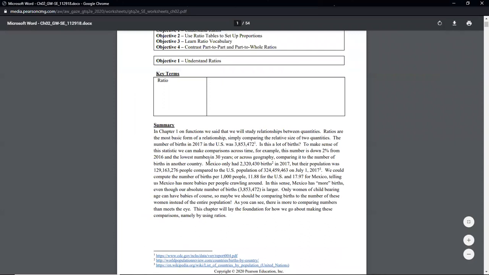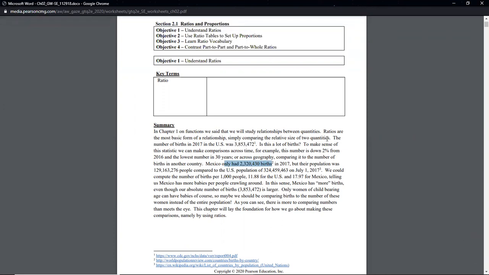Nice little summary. You can read this on your own. We don't have the time to get into all that detail, but the main point is how in 2017, the number of US births was 3.8 million, and in 2017, the number of Mexico births was 2.3 million, again rounding. So you might say, oh, the US had way more births, and that might be true in an absolute number, 3.8 million versus 2.3 million.